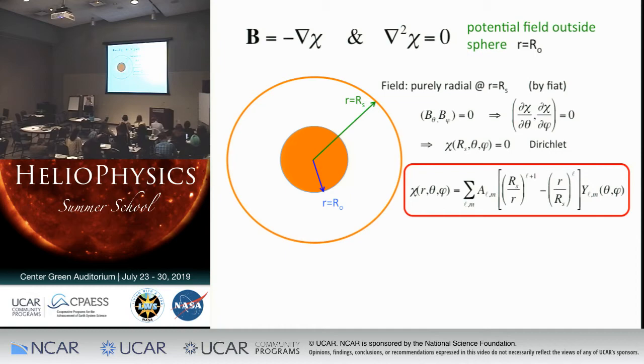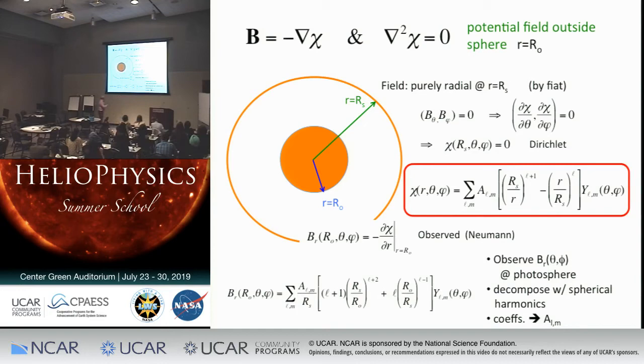And this is the general solution. These harmonics here are arranged so that when little r is big R, this is 1 and this is 1, and they cancel out. I've satisfied all my Dirichlet conditions at one fell swoop. And the last remaining thing is I need the radial magnetic field, that is the radial derivative of chi, that is the Neumann condition, that's what fixes these A's.